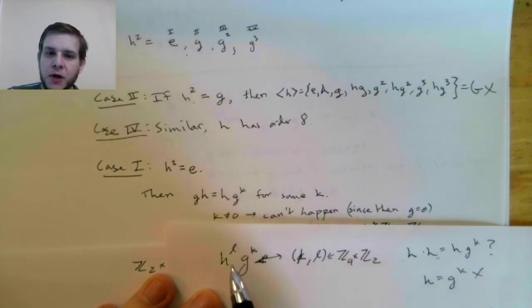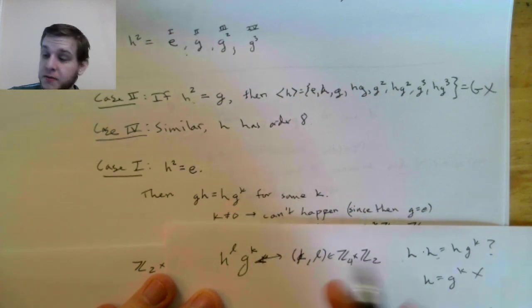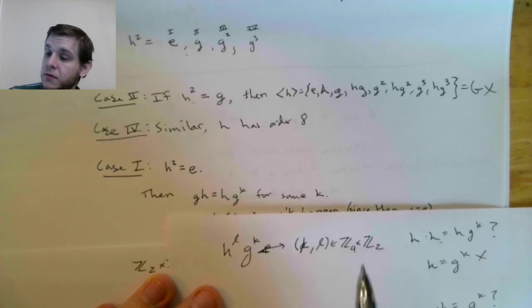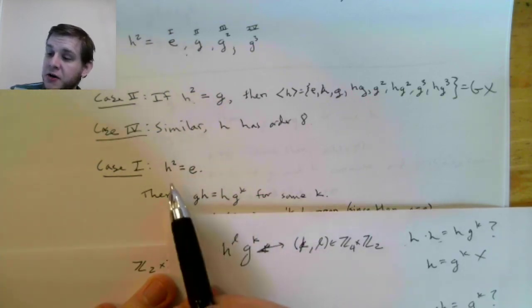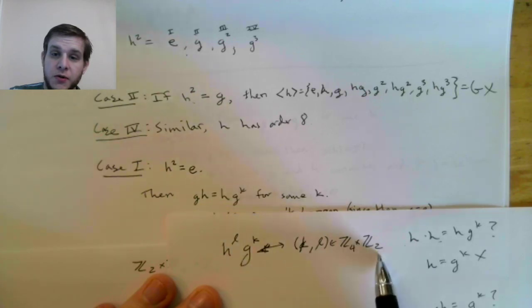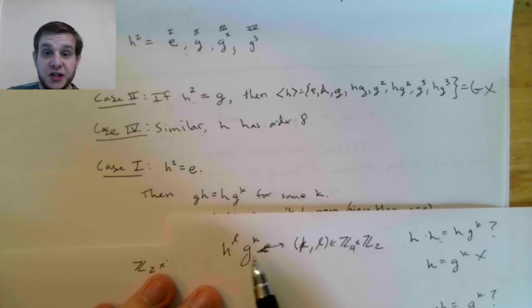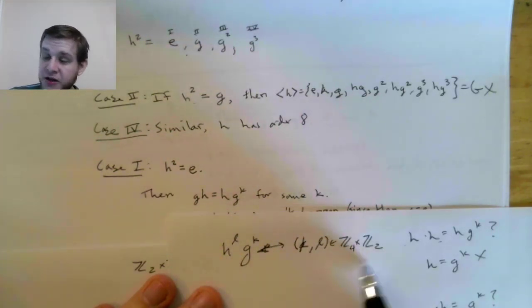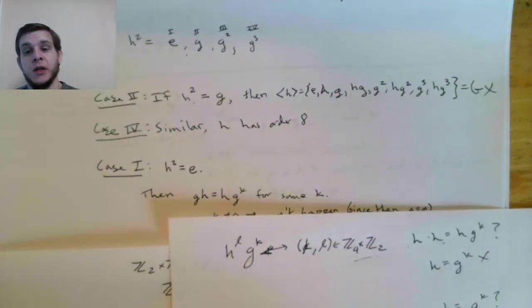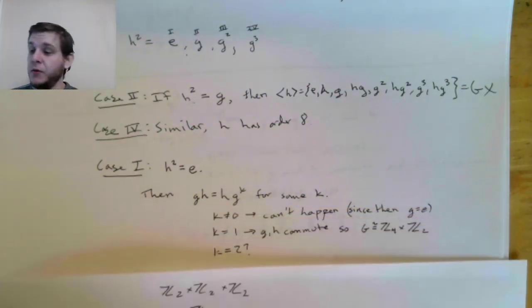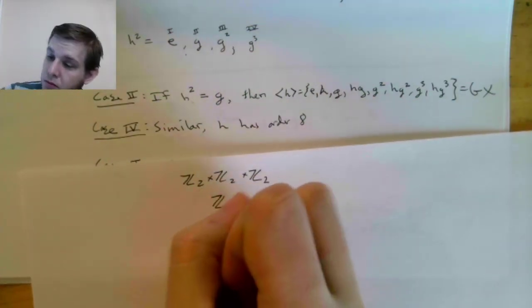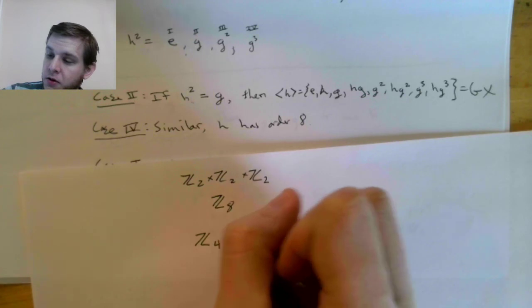Right, because G and H commute, when I multiply two of these things together, I'm just going to be adding the exponents. And H here, according to this, has order 2. So that's why the l component is the Z2 component. And G has order 4. So you can check that this association is well defined, and it's a bijection between my order 8 group and this order 8 group. So this is one of my cases. When k equals 1, I get the group Z4 cross Z2.